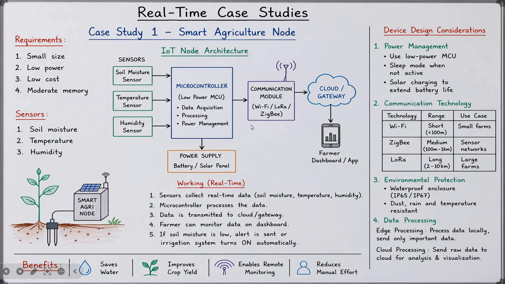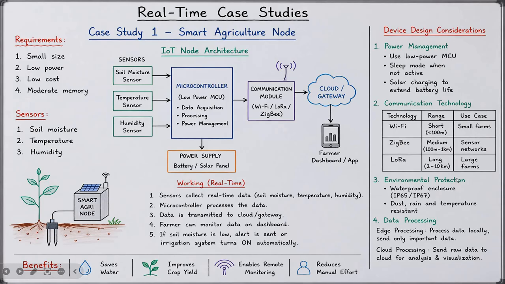Then the communication technology which is used are Wi-Fi, Zigbee and long range. Wi-Fi, it is used for short range, less than 100 meters. Then Zigbee for medium, that is in between, it ranges from 100 meters to 1 kilometer, and long range from 2 to 10 kilometer. And the use cases are, this Wi-Fi, it is used in the small farms, whereas Zigbee is used in sensor networks, and long range is used in large farms.